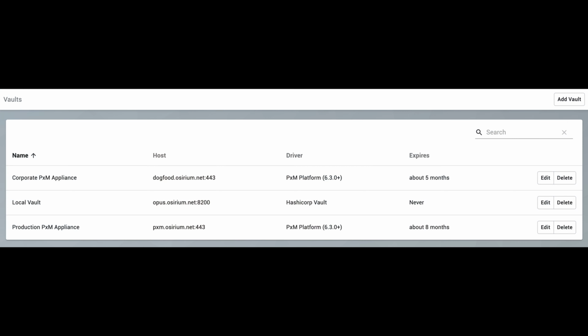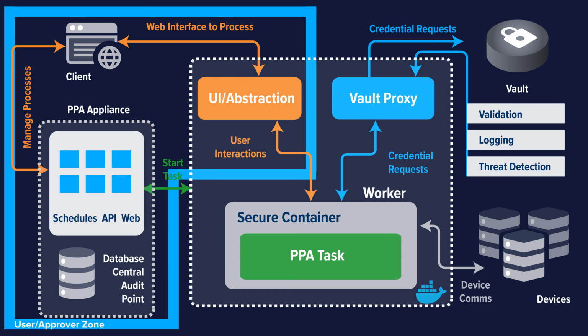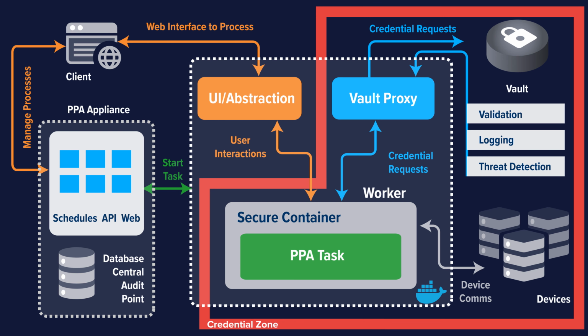Coming back to the admin view again, you can see that we can connect to multiple vaults, including Ethereum's PXM. This is where the credentials and keys are stored for connection to the systems being automated. These credentials are confined to the PPA appliance and never exposed to end users or even developers.